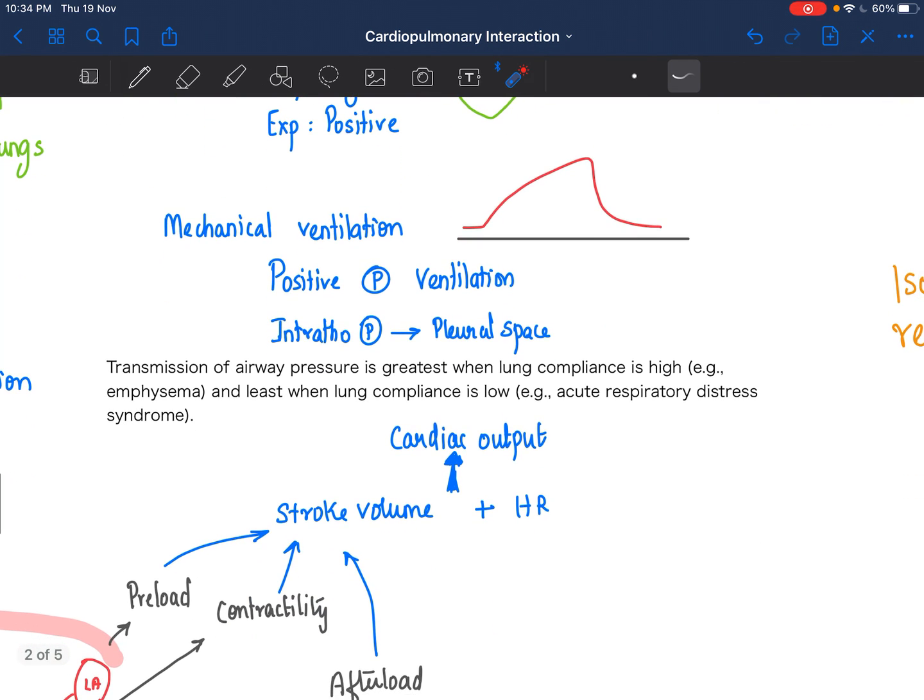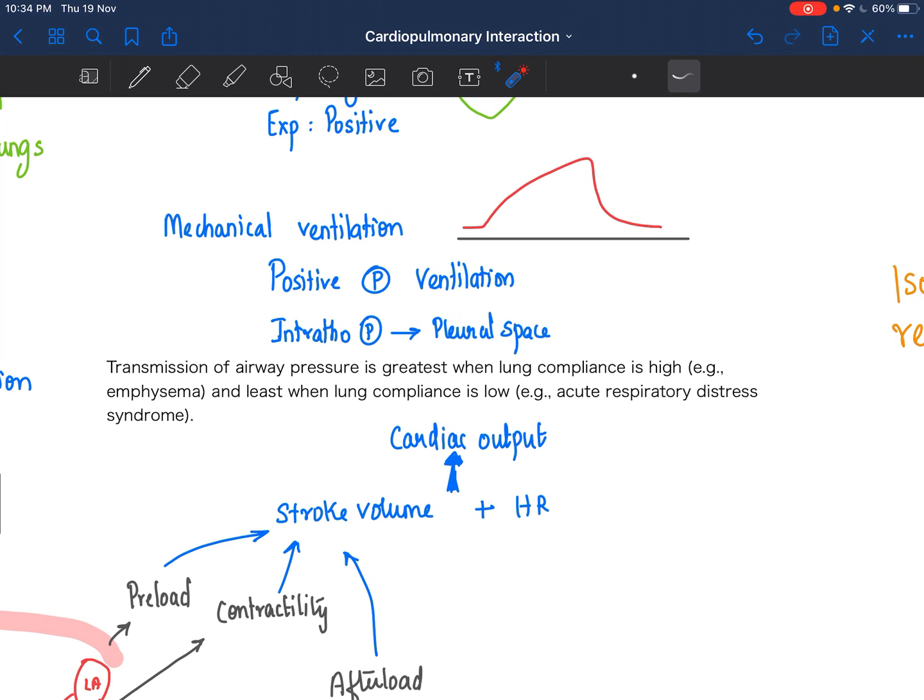Transmission of airway pressure is greatest when the lung compliance is high and least when the lung compliance is low. Imagine you are holding a balloon in your hands and somebody is blowing on the balloon. You see that the pressure is transmitted from the balloon to your hands. Why? Because the balloon is compliant. Suppose somebody is blowing on, say, a football or a basketball.